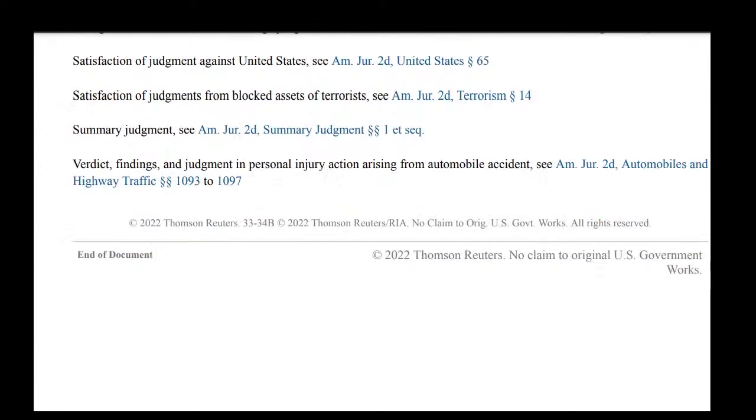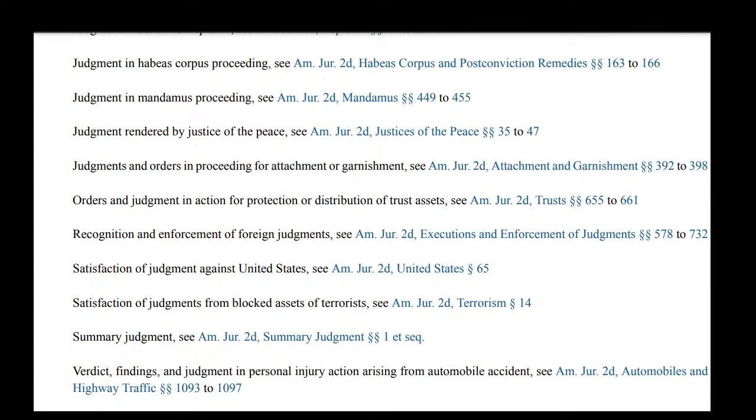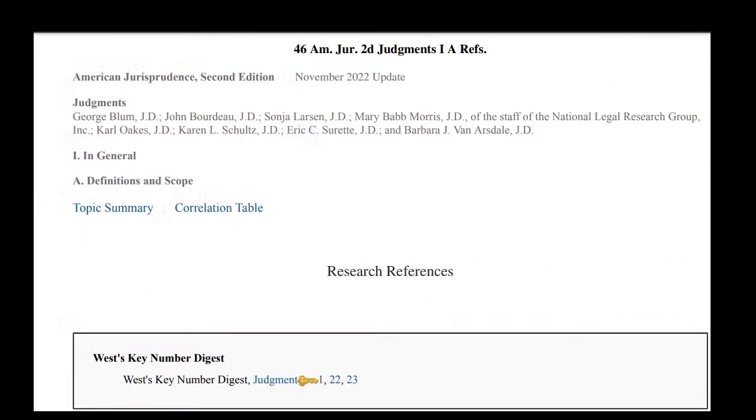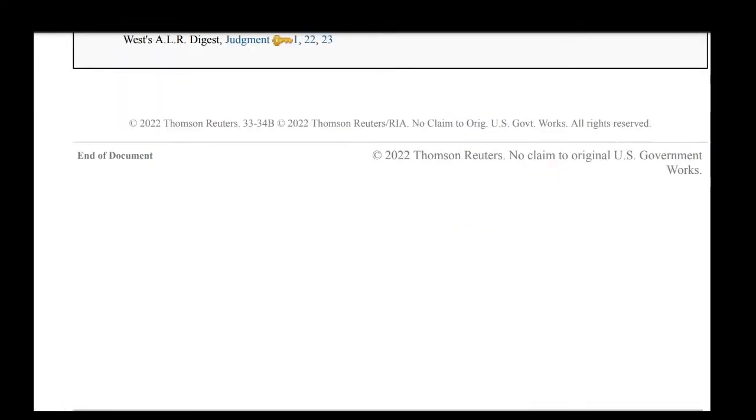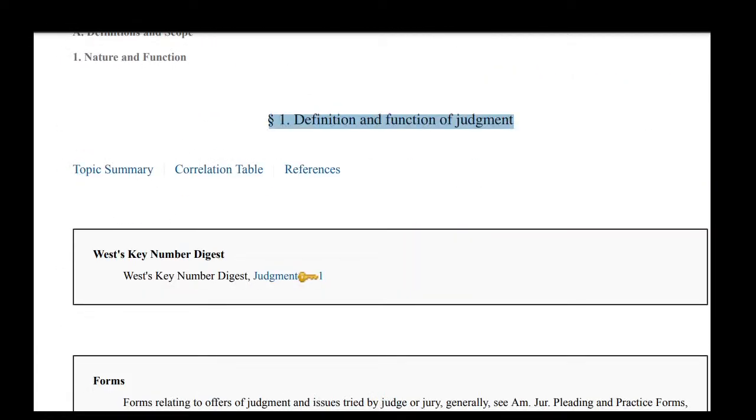So these are all the other areas in American jurisprudence where various aspects of judgments might apply but are not covered in this article. So let's continue on here to Section 1, Definition and Function of a Judgment.